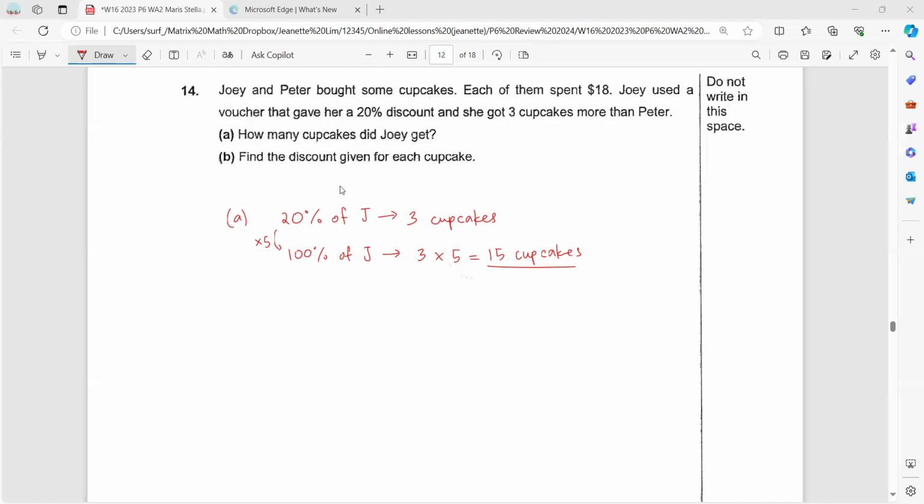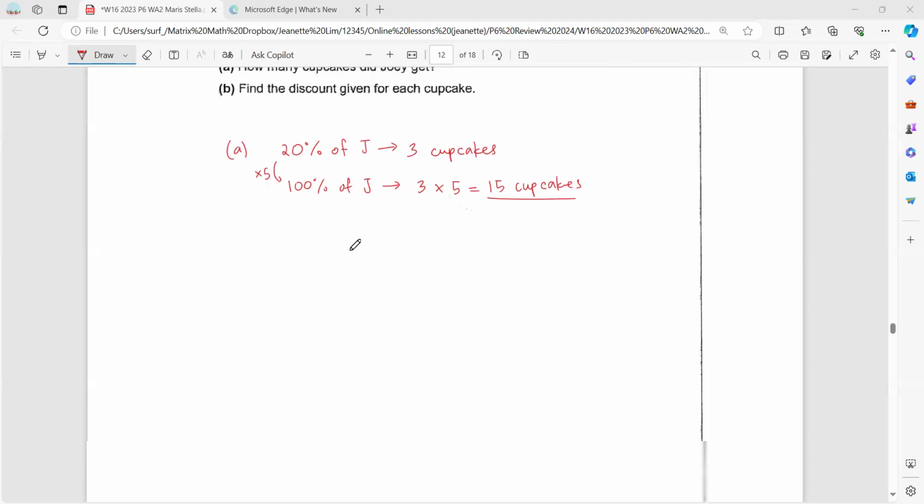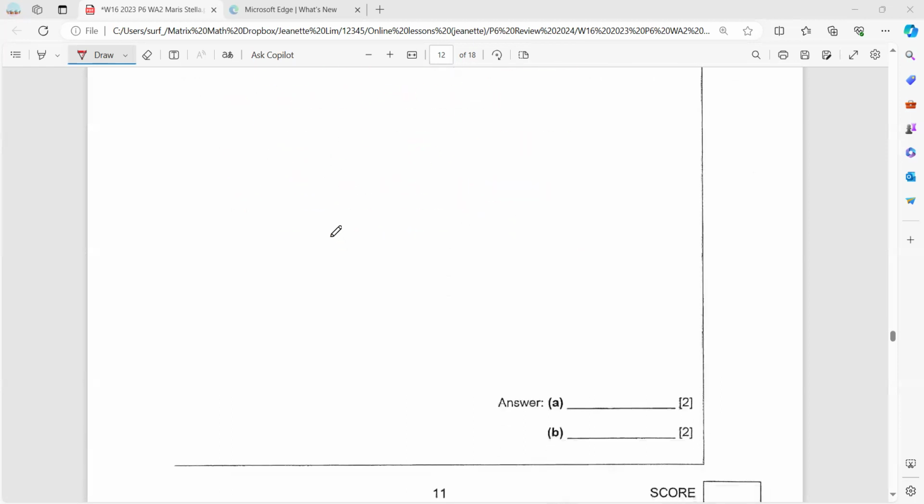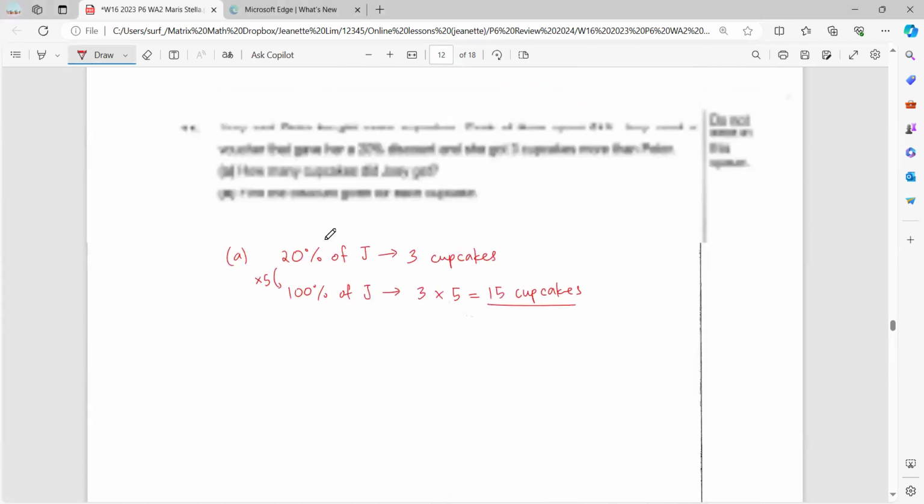Again, if she had gotten a discount of 20%, and that 20% allowed her to buy 3 more cupcakes, then if she were to spend all her money, which she did, you just need to find 100% of her money. Okay, so that's the total number of cupcakes that she would have gotten, that she got actually. So 15 is the answer for part A.